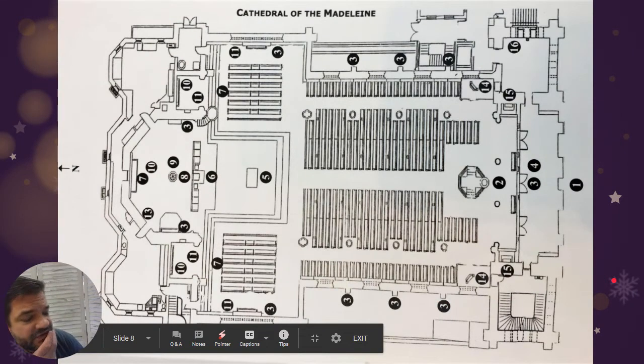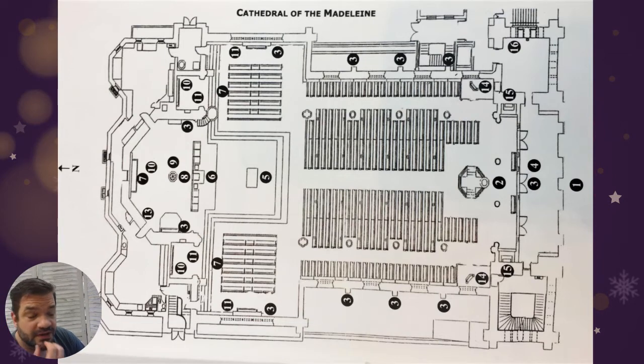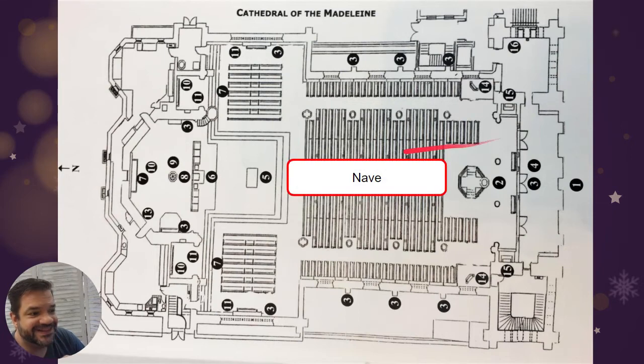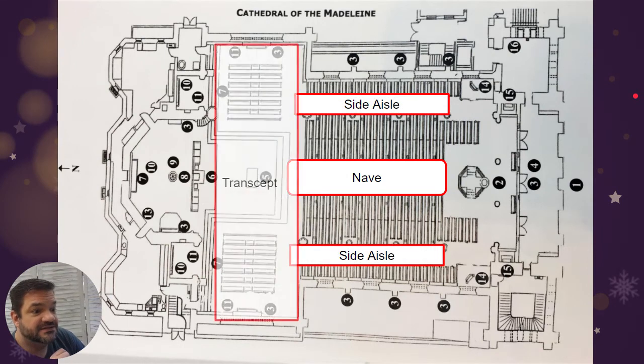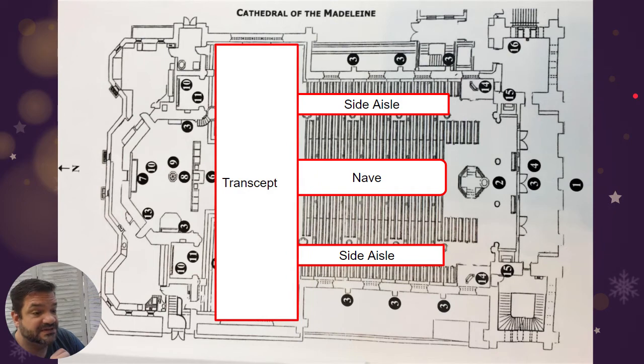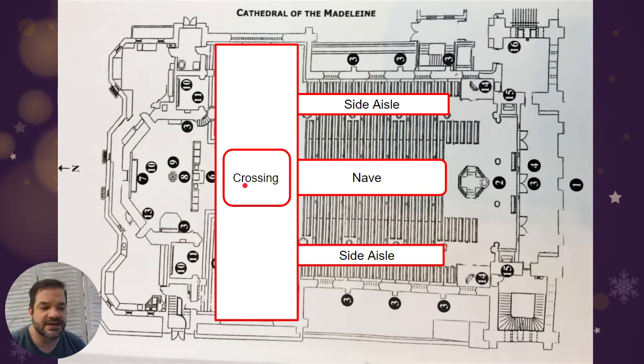Here's the floor plan of the church. Now, the floor plan will give you a sense of, again, it is very typical of cathedral architecture. So you can see here we've got the nave, and they do have seats, okay? We do have our side aisles. We do have a transept. We do have the crossing, and the altar is placed at the crossing. That doesn't always happen in a cathedral. But in this case, the Cathedral of the Madeleine, the altar is at the crossing.